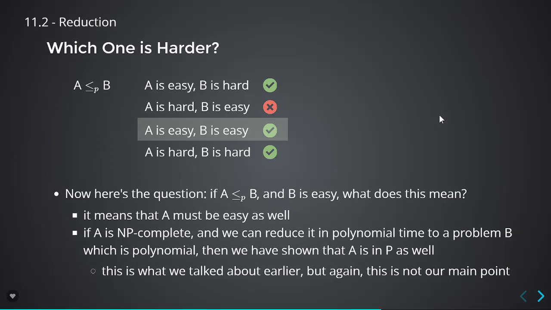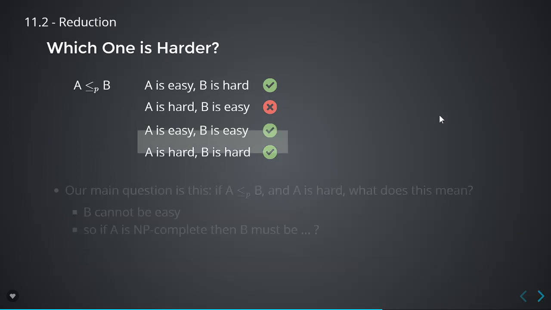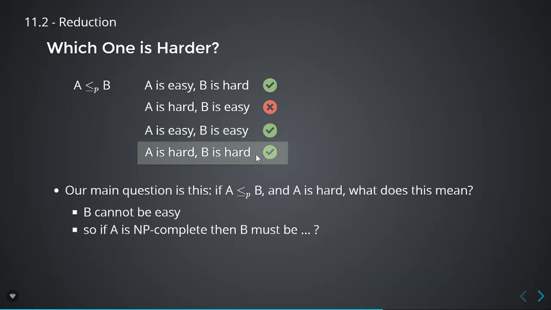It's a great idea. If it can be done, great. But our main point is the last one here. If A is hard, then B is hard. I'm going to ask the question the other way around now. Before, I was asking, if B is easy, what about A? Now I'm going to ask, if A is hard, then what about B? If A is hard, then B cannot be easy.